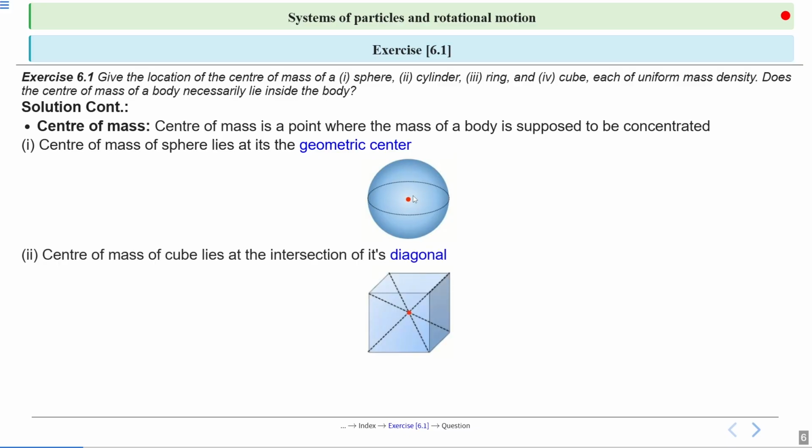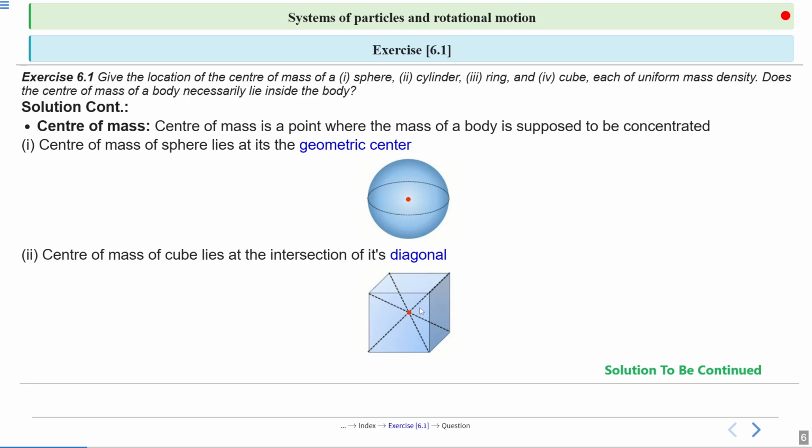And if we talk about the center of mass of a cube, we can say the center of mass of a cube lies at the intersection of its diagonals. So we have a cube and this is the intersection of the diagonals. So this one red dot shows the center of mass of the cube. All right.